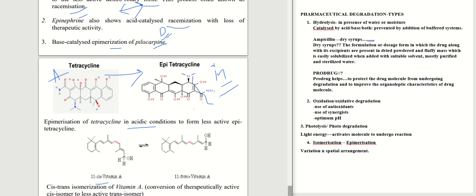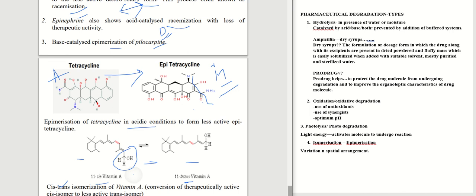Cis form and trans form. Because of this change in the pH conditions, this cis-trans isomerization takes place. Actually, the cis form will be the active form and the trans form will be the less active form. There will be conversion if proper pH is not maintained. If we see, the chemical molecular formula is the same for both. It is only the spatial arrangement that will be changed.